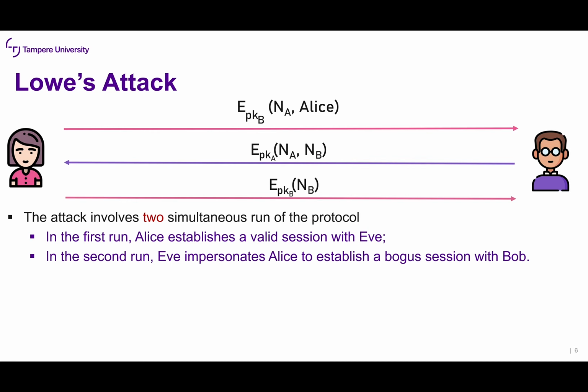Now, immediately when Eve gets, let's say, a request from Alice to establish a valid session, she starts a second run of the protocol where Eve will try to impersonate Alice in order to establish a bogus session with Bob, right? Now, this is another tip if you haven't found the attack yet and you want to try a bit more.